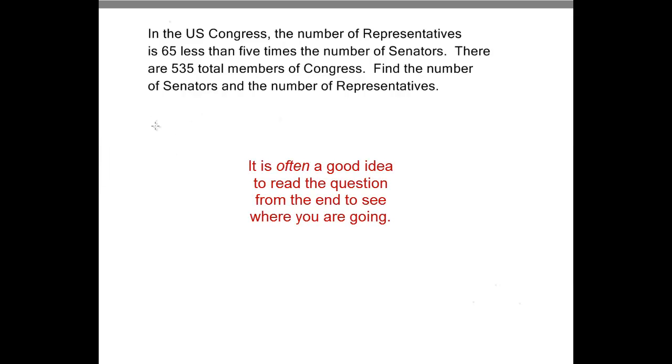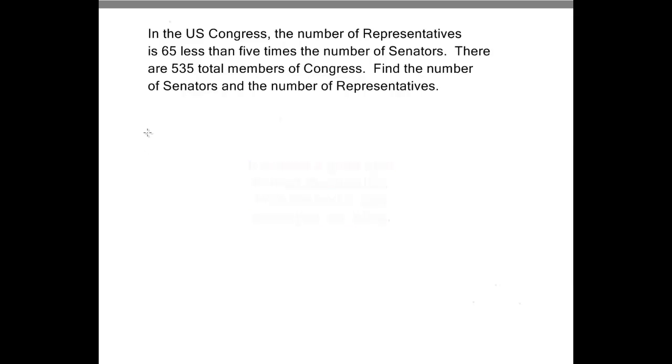And so often, a good way to start a word problem is to work backwards. Because a lot of times, not always, but a lot of times, the final sentence will give you where you're going, and it'll even give you your variables sometimes. So in this case, I know that when we're done, we need two answers. We need to know the number of senators and the number of representatives. So let's go ahead and set ourselves up to know where we're going before we start. Senators and representatives. And we need to answer both of these questions when we're all done.